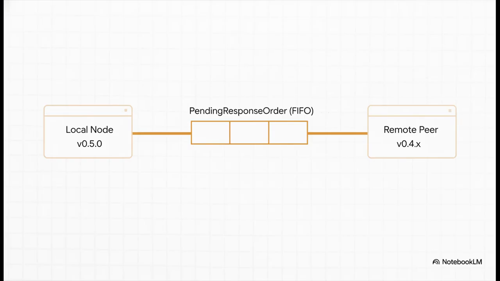Now, you might be wondering, what if I upgrade my local machine to v0.5.0, but the remote server I'm connecting to is still running an older version? Well, the devs thought of that. They put in a FIFO, first in, first out, fallback queue called pending response order. This ensures backward compatibility for older peers that just don't support these new request IDs. There is a very slight risk of response mismatches if multiple concurrent requests go to an older peer that echoes them incorrectly, but for standard day-to-day operation, this queue safely bridges the gap between the versions.